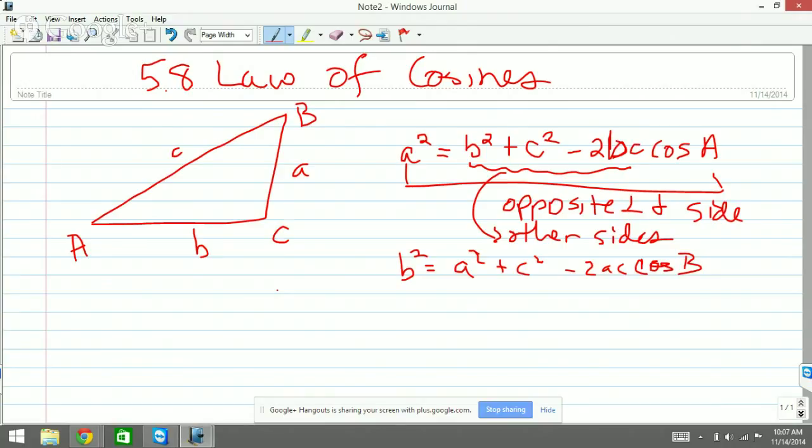Like I said, put these on your blue sheet. You don't have to memorize them, but you can see the relationship between B and B, and then A and C go here. How many variables are here? 1, 2, 3, 4 of them. You need 3 out of the 4, and you can find the other. A lot of times we'll use this to find angle A or B or C, or you can use it to find a side length. So let me show you one.